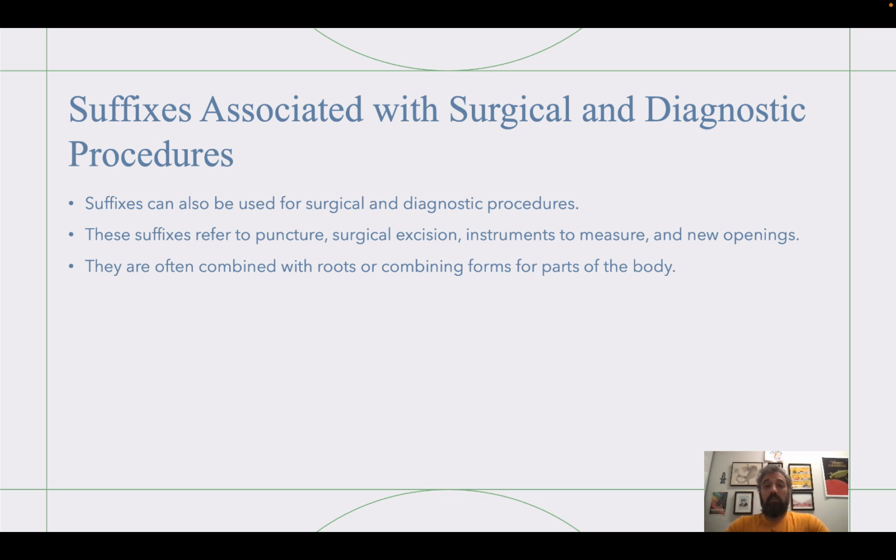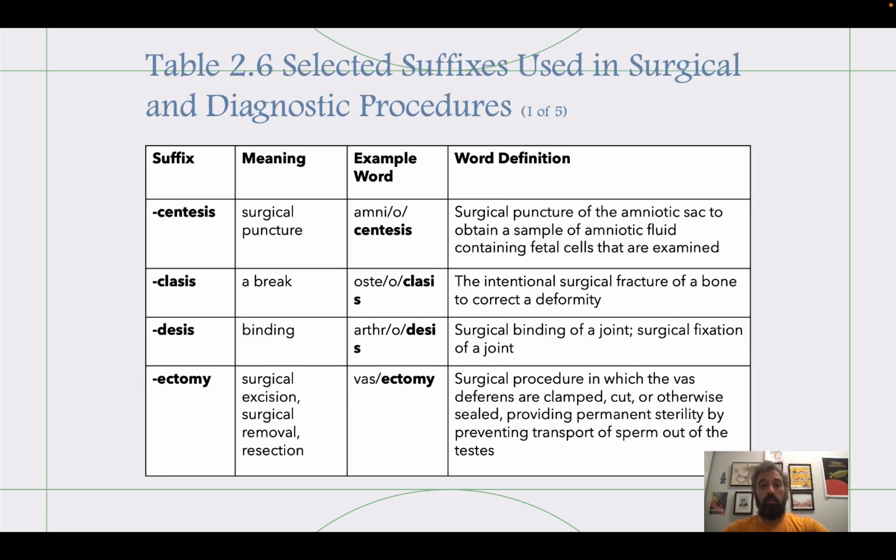You can also have suffixes that are associated with surgical and diagnostic procedures. Generally, that means that there are different types of suffixes when you are removing something, adding something, measuring something, opening something, puncturing something. Oftentimes, this essentially just takes the body part and adds whatever the suffix actually is. And those suffixes look like this. -Centesis is puncturing, -clasis breaking, -desis is binding, -ectomy is removal.